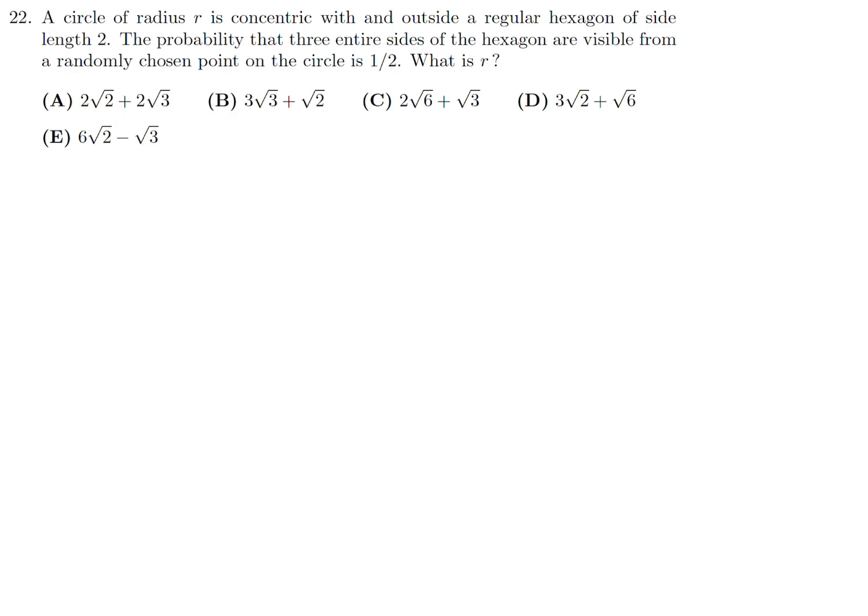A circle of radius r is concentric with and outside a regular hexagon of side length 2. The probability that three entire sides of the hexagon are visible from a randomly chosen point on the circle is half. What is r?